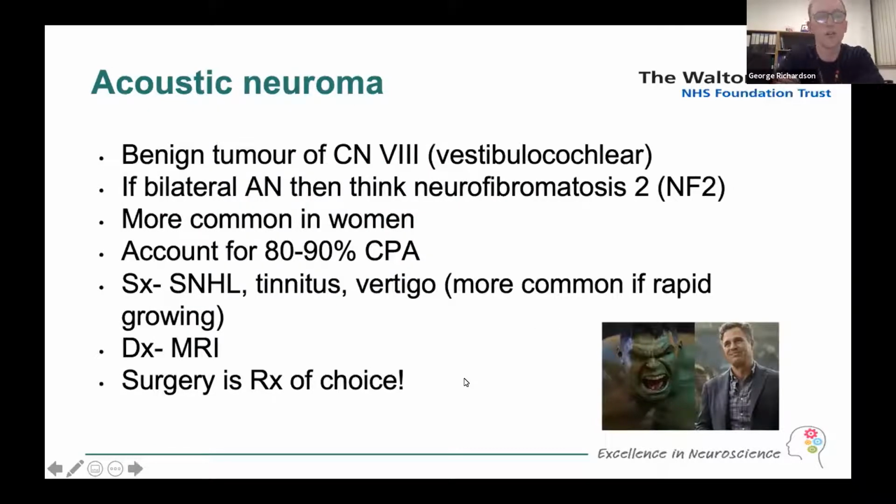A little bit about acoustic neuroma specifically, because it seems to be a bit of a favourite of past medical school exams. So it's a benign tumour of the eighth cranial nerve, or vestibulocochlear nerve. If it's bilateral, then consider if the patient has neurofibromatosis. Obviously, in real life, it's rare, but for exam purposes, if they've got bilateral acoustic neuromas, then just consider it. Acoustic neuroma is more common in women, and it accounts for pretty much all tumours that occur at the cerebellopontine angle.